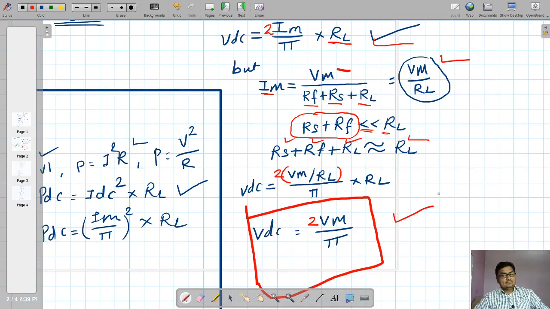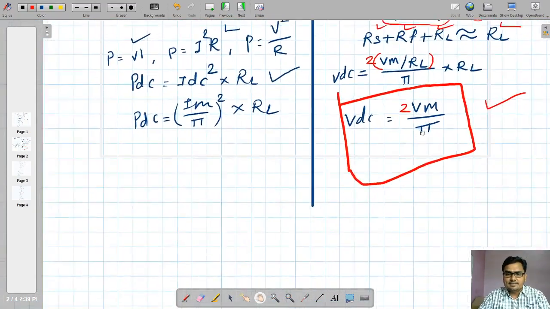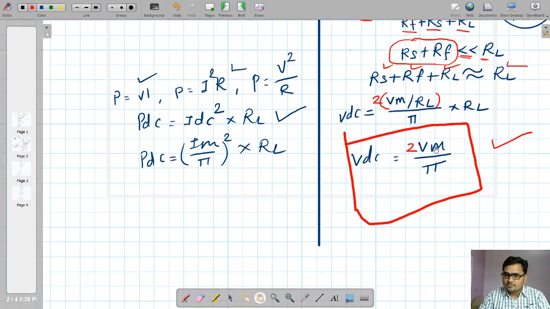I didn't mention whether it is a full wave center tap or full wave bridge rectifier, because the analysis for full wave center tap is all applicable to the bridge rectifier. We will discuss it afterward, but for the time being, the VDC that we have derived is twice Vm divided by pi, that is voltage in terms of voltage.